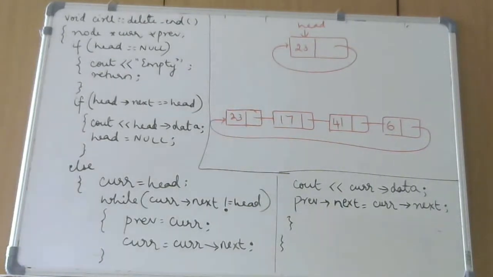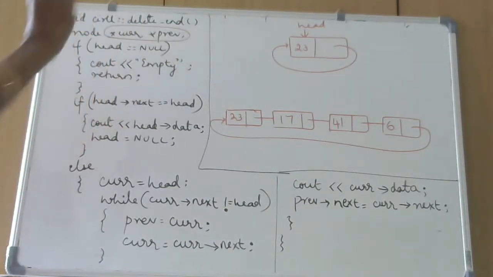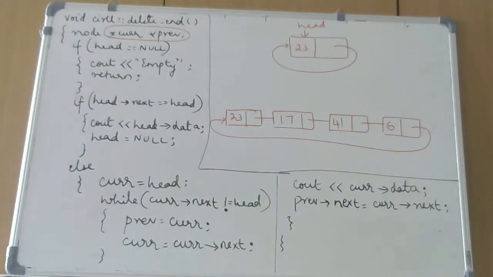Now I have taken here two pointers. If you are able to see that, I have taken two pointers, current and previous. These are the two pointers that are needed for us. I will tell you as I go along why I have taken them.